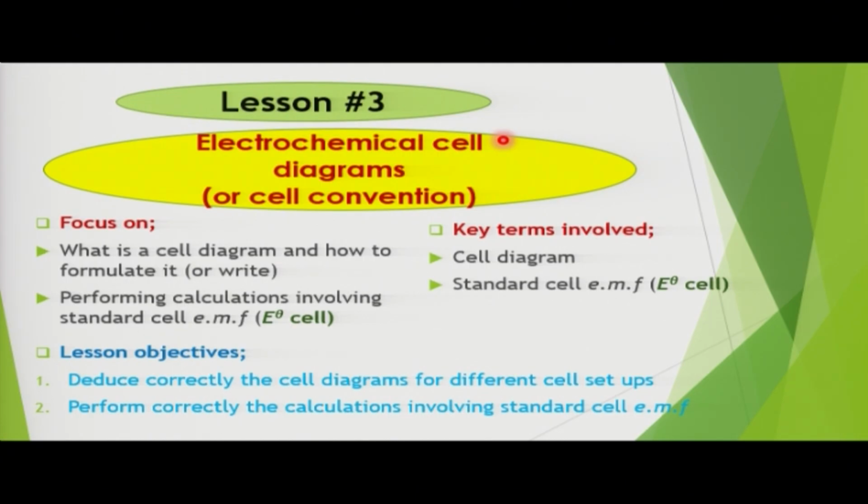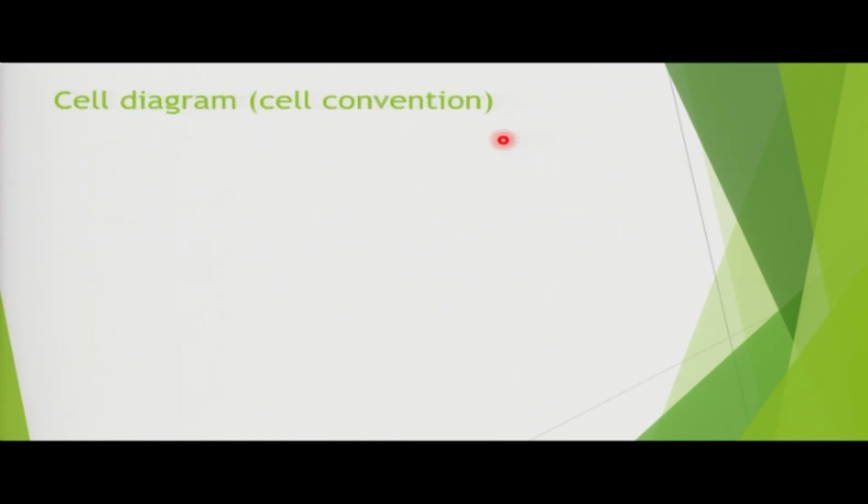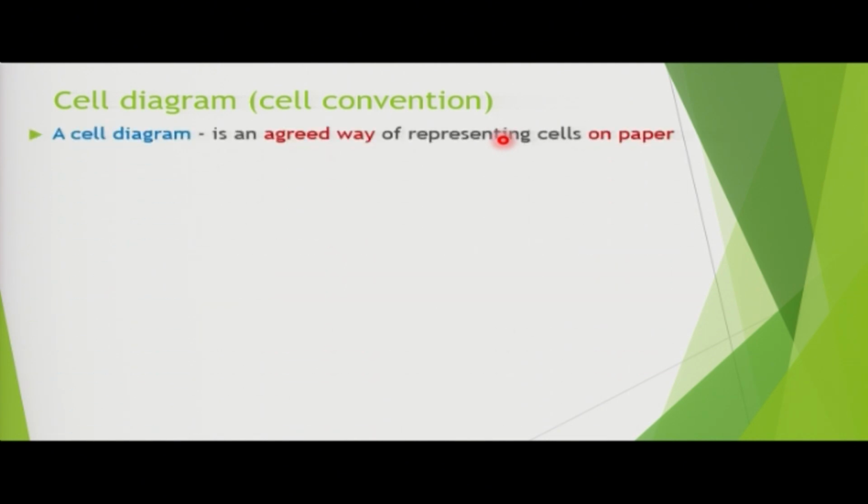So, what is a cell diagram? Simple. The agreed way of presenting cells on paper. What do we mean? We mean you have your setup, which is normally in a lab, but can you put it on paper for someone who is not in the lab to understand what is happening? And that is what we call a cell diagram or cell convention.